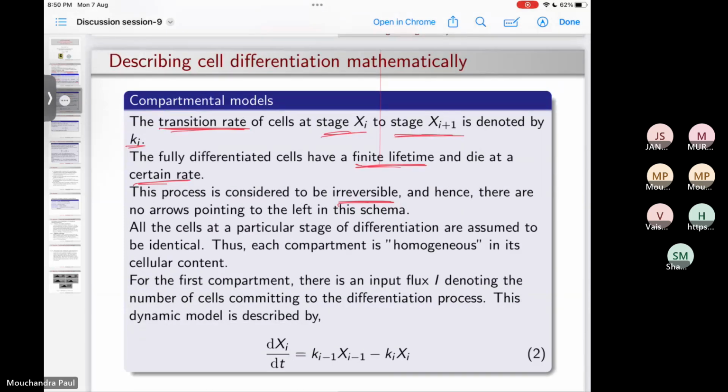All the cells at a particular stage of differentiation are assumed to be identical. Identical in all senses, like morphology and cellular content. Everything is identical for all the cells present at a particular stage. That is why each stage is called homogeneous, because all the cells are identical.